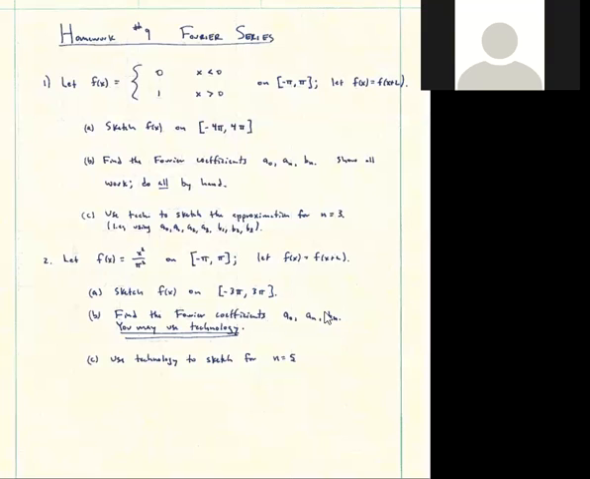You can use technology, but I want you to use technology in a way that it makes sense, that you can write out like a general formula for things. All right. So use technology if you want to, or you can do it by hand. It's not terrible. It will use integration by parts. And then finally, use technology to make a sketch for n equals 5.